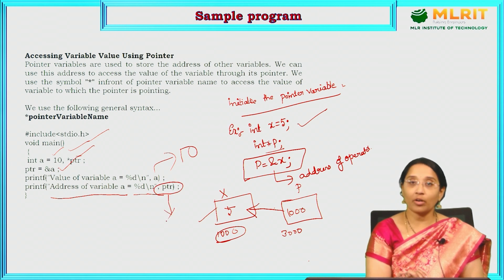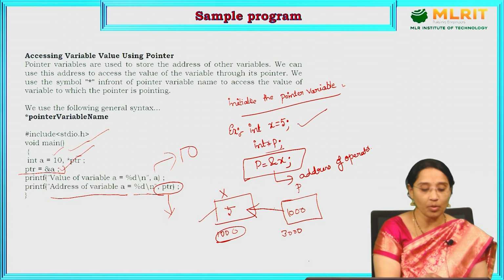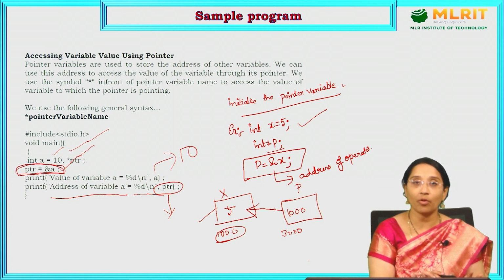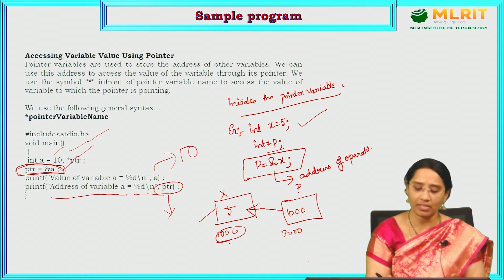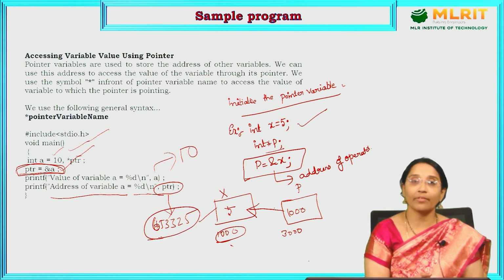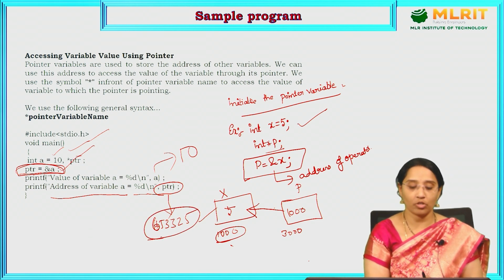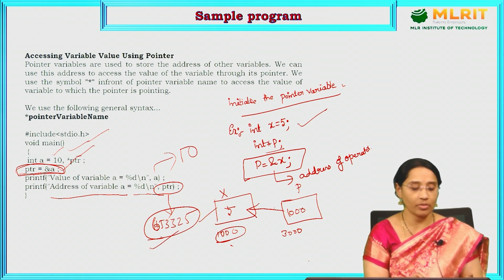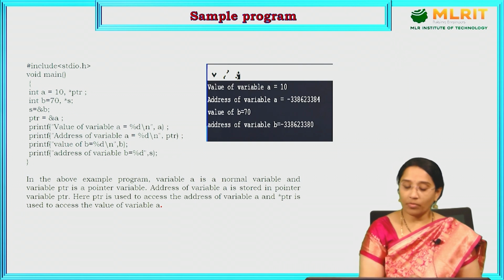See what value was assigned to this variable PTR. PTR is equal to address of A. Address of A is not 10. Value of A is 10. Address of A will be some number. Let's consider it like this. You will get the address where that variable A has been stored in the memory location. So, 10 and this 65, whatever number I have written, you will get as the answer on the screen.